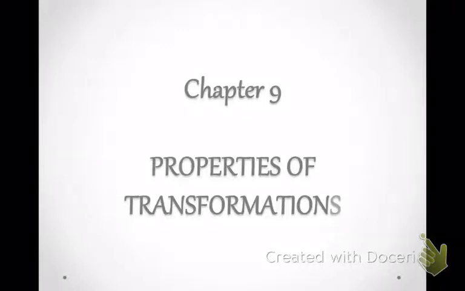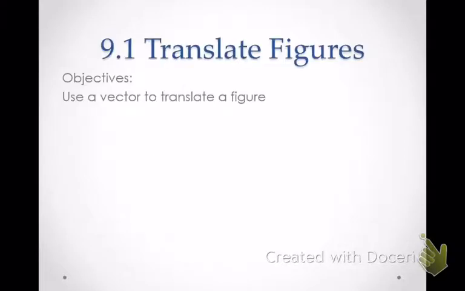So today we're going to start our last unit here, Chapter 9, talking about transformations, different types of transformations. And I don't think this is going to be a brand new concept for you, but we may add our own little spin to it. So for today we're going to talk about translation, which is basically a slide. Right? We're going to slide figures in a plane.